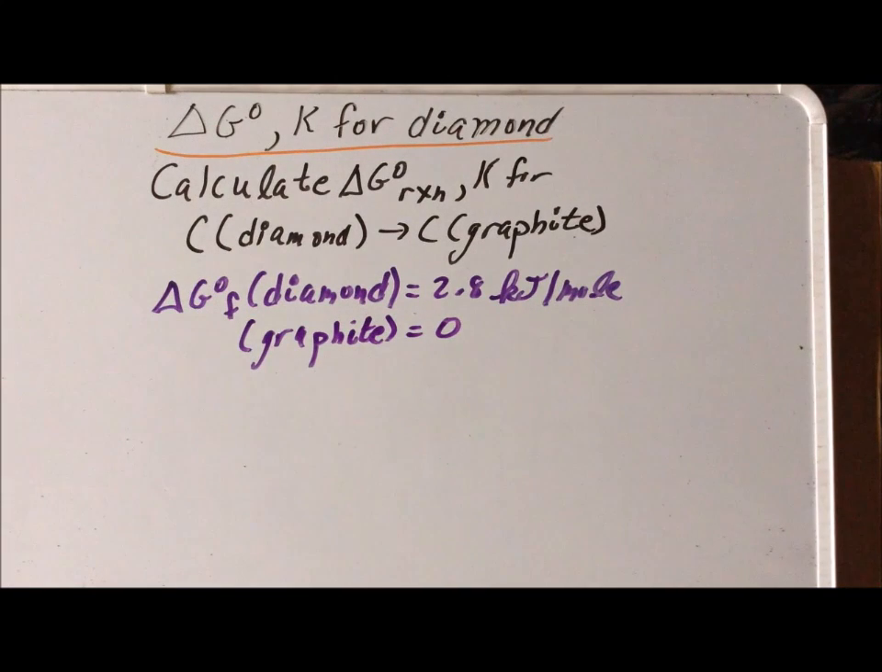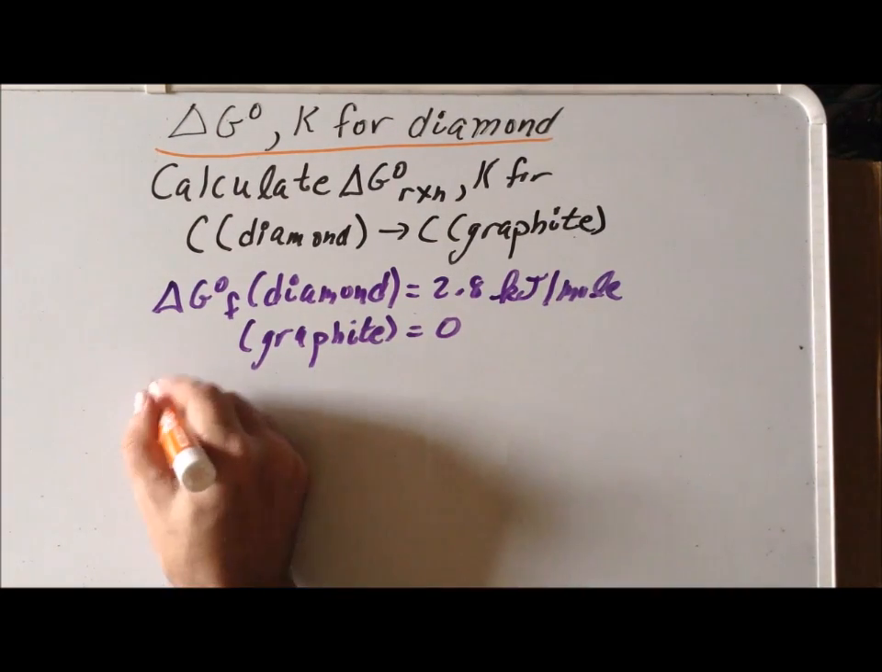Now, it is not a surprise that the value is 0. By definition, delta G naught of formation for elements in their standard states will be 0. And since graphite is the standard state for carbon, it is 0. And we notice that diamond is not the standard state of carbon, since it has a non-zero delta G naught of formation.